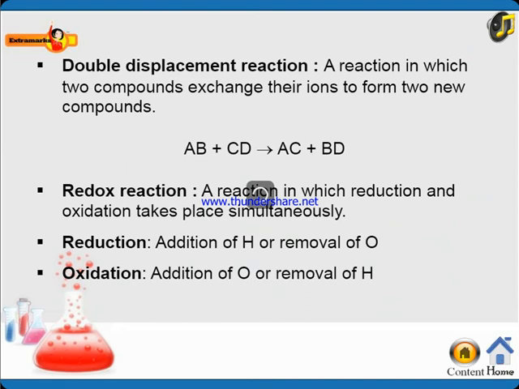Double displacement reaction is a reaction in which two compounds exchange their ions to form two new compounds. Redox reaction is a reaction in which reduction and oxidation take place simultaneously. Addition of hydrogen or removal of oxygen is called reduction. Addition of oxygen or removal of hydrogen is called oxidation.